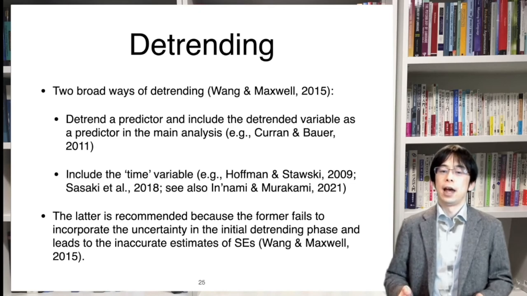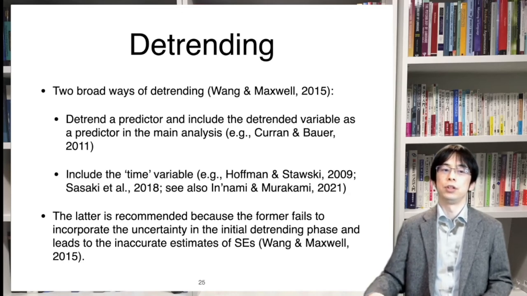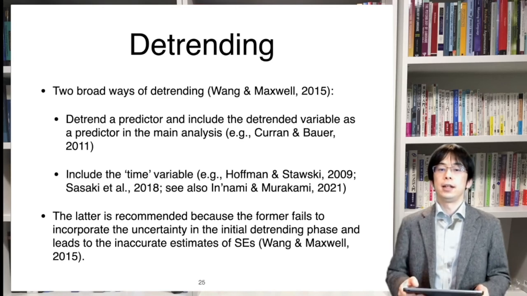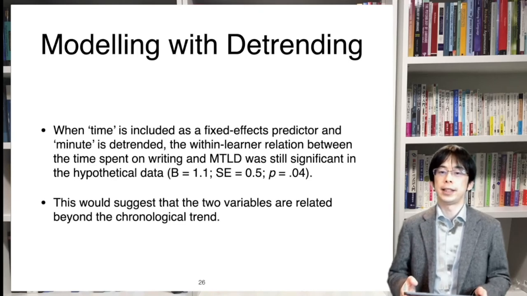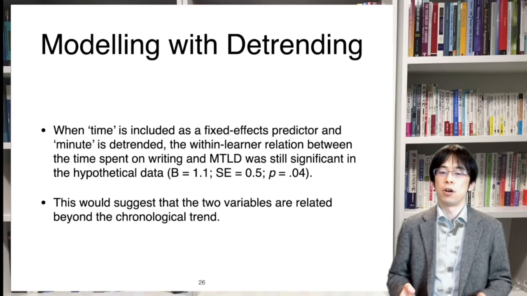detrending phase and leads to inaccurate estimates of standard errors and confidence intervals. So in other words, the uncertainty associated with the initial step is not passed onto the second main analysis. In our hypothetical data, when time operationalized as the order of writing is included as a fixed effects predictor, and minute is detrended, then the within learner relation between the time spent on writing and MTLD was still significant, which suggests that the two variables are related beyond the chronological trend.